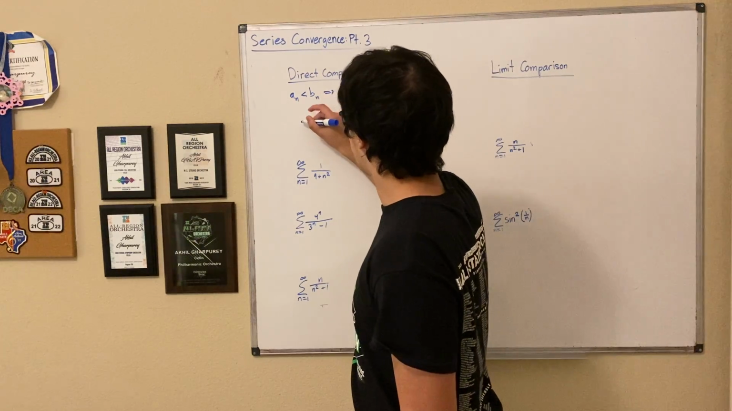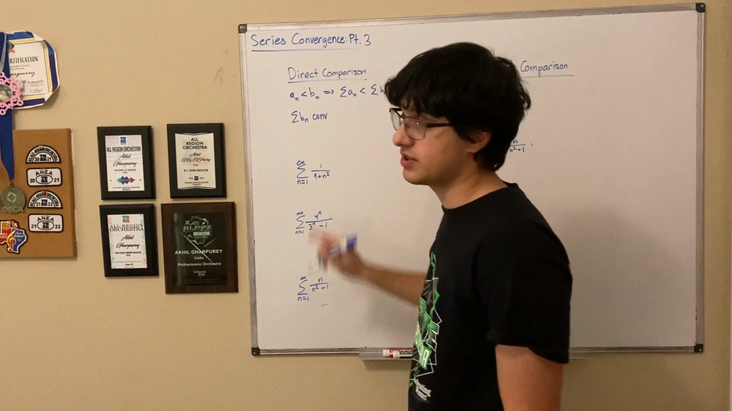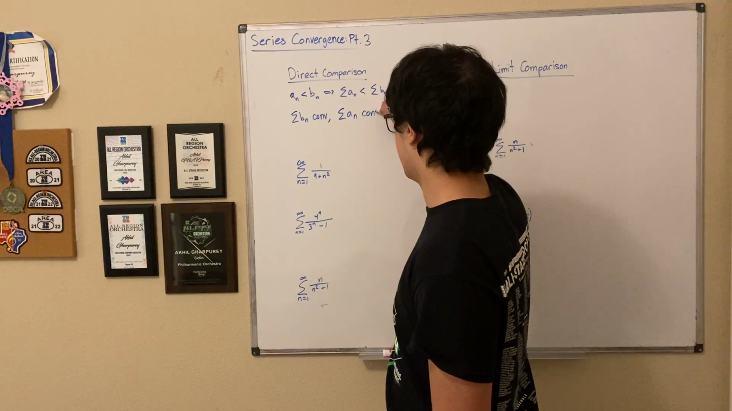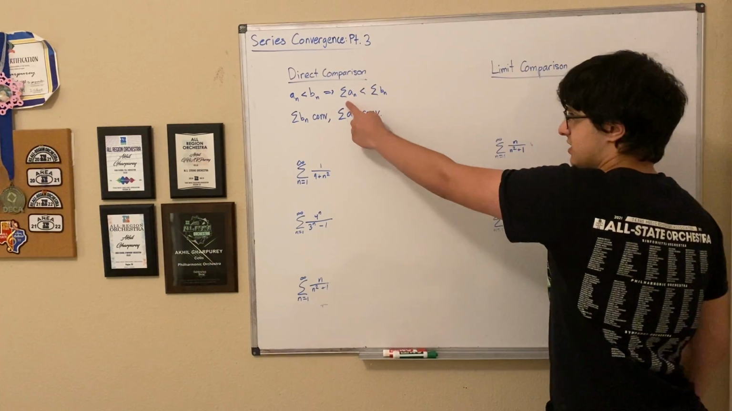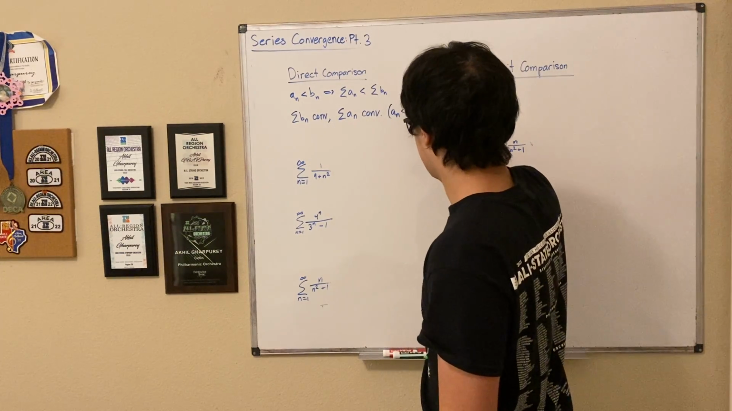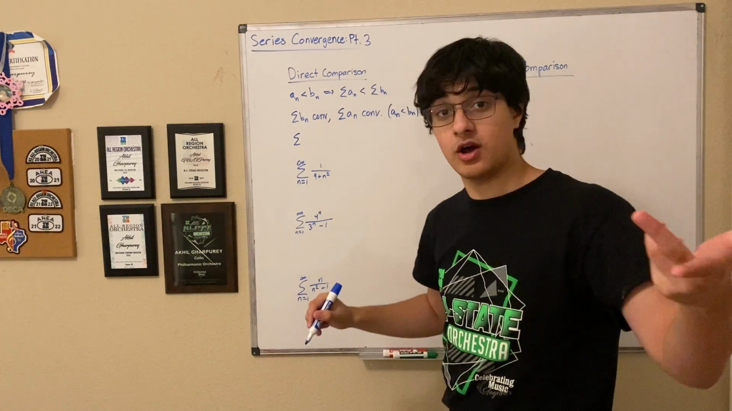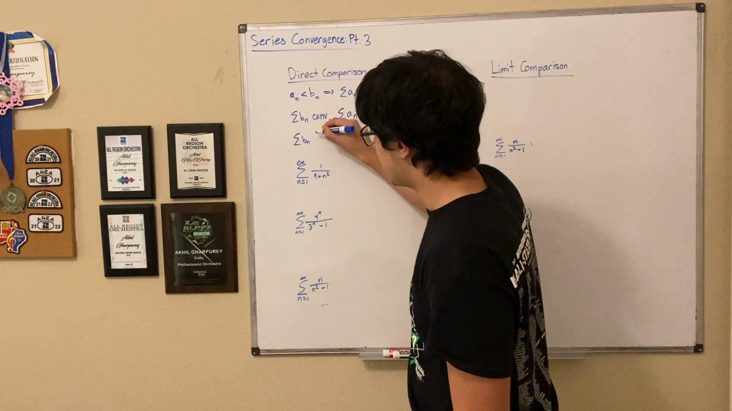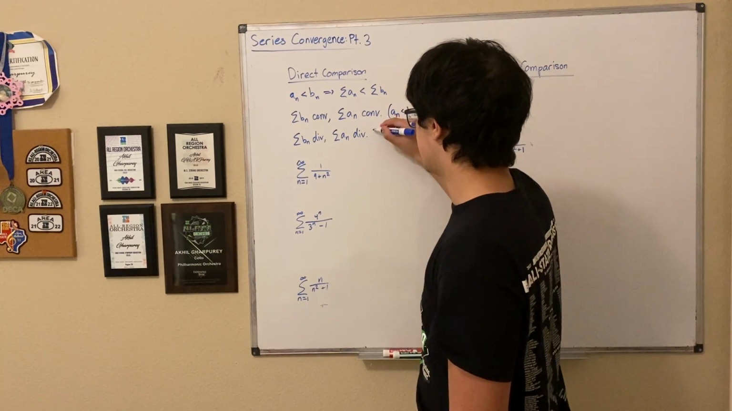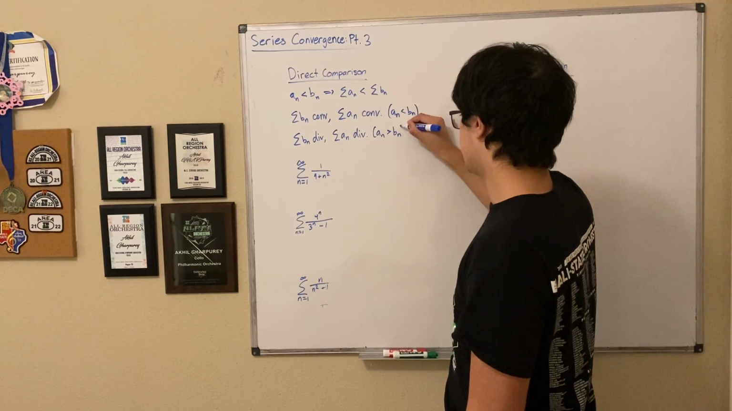If we know that the series for b sub n converges, then the series for a sub n will also converge if, again, a sub n is less than b sub n. Consequently, we can put it the other way around. If b sub n diverges, then the series of a sub n will also diverge, but this is if a sub n is greater than b sub n.